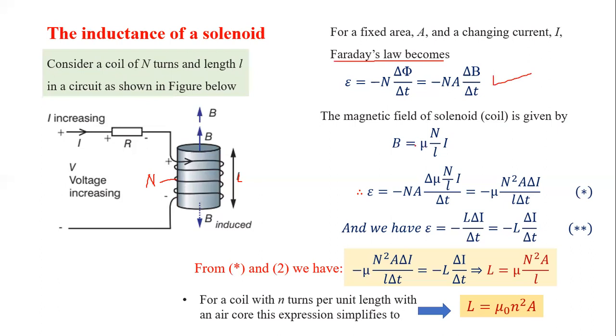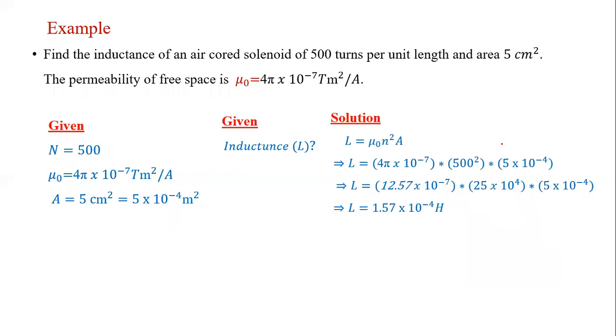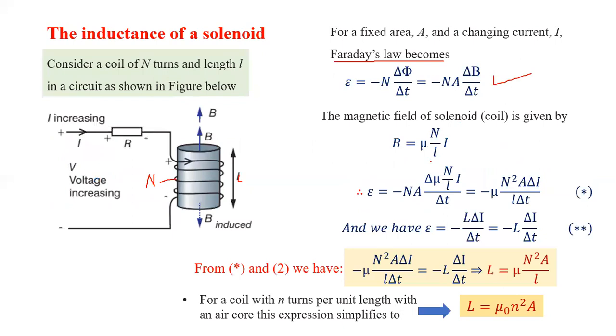The magnetic field of a solenoid is given by B equals mu times N over L times I, for an air core solenoid, where mu is the permeability of free space. L is the length, N is the number of turns, and mu is the permeability of the vacuum. So let's see the magnetic field expressed with the formula.